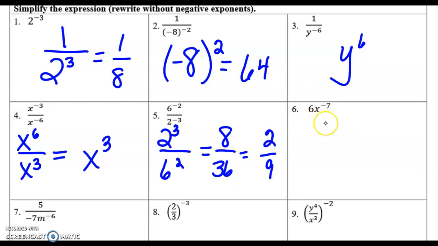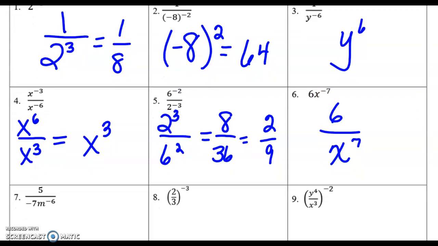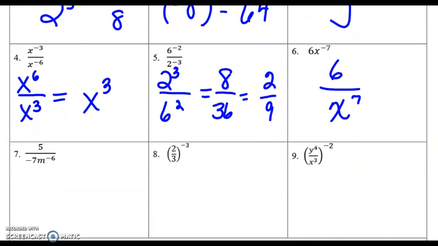Here, this is interesting. The coefficient is 6. It stays on top. The x to the 7th, that was -7, moves. Only things that have negative exponents move. Again, that being said, this 5 and the -7 are coefficients, so they stay the same. The m to the 6th is moved up because it was a -6 here.